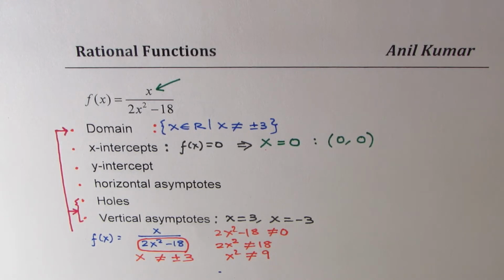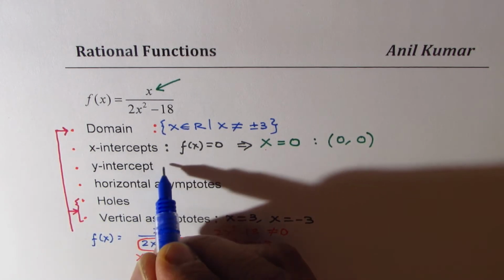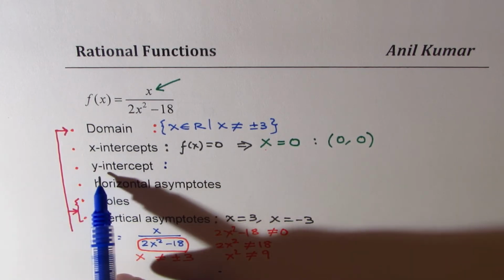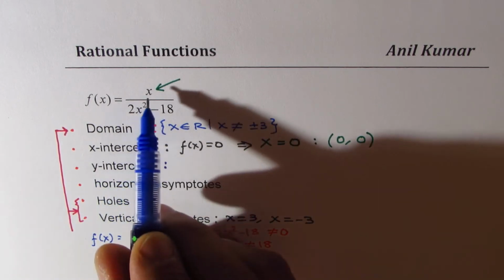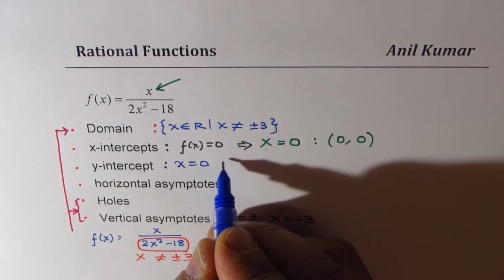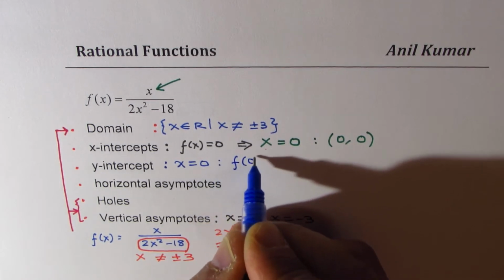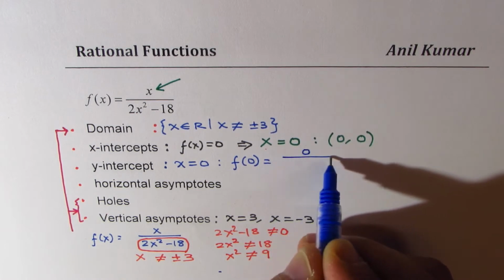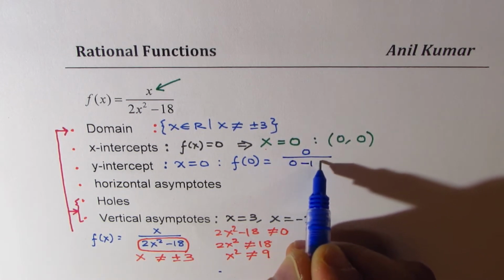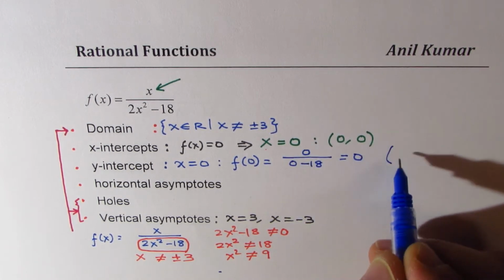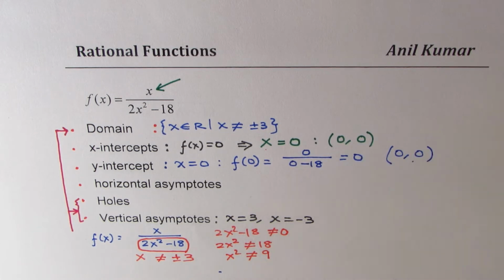Now let's talk about the vertical asymptote. Now let's talk about the y-intercept. For the y-intercept, x is equal to 0. Substitute x equals 0 in your equation and find f of 0. So when I substitute 0 here in the equation, I get 0 divided by 0 minus 18. 0 divided by anything is 0. So in this case, the y-intercept is also at the origin.